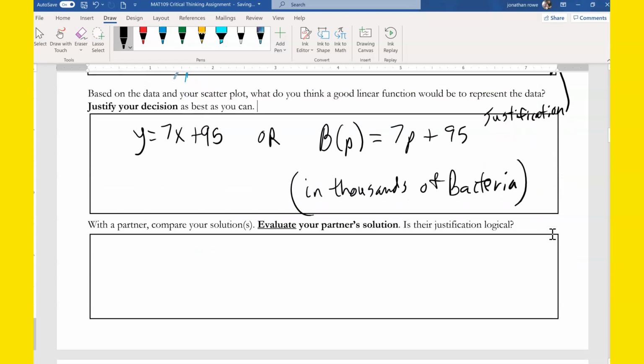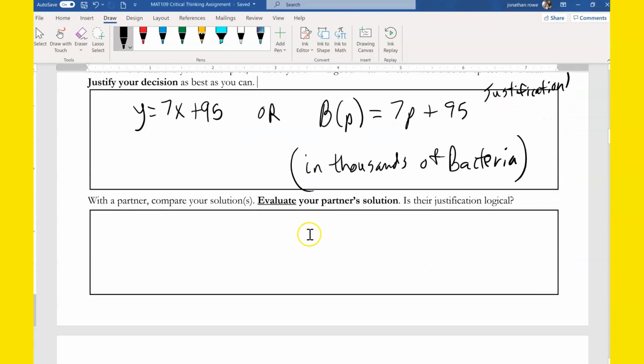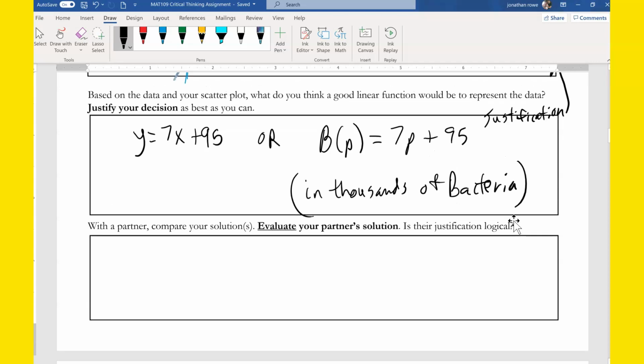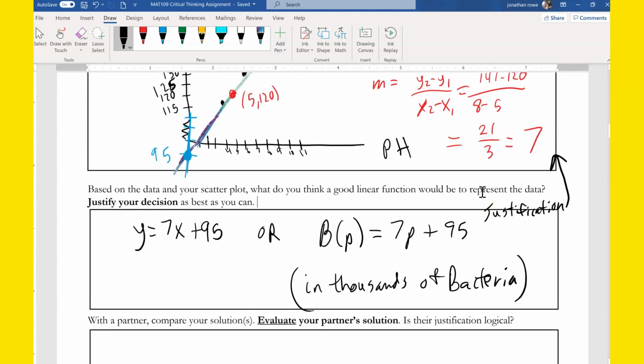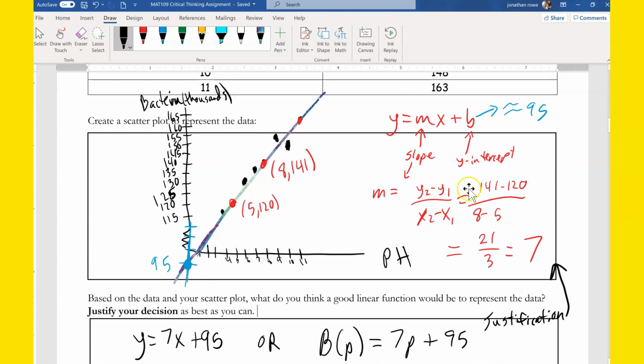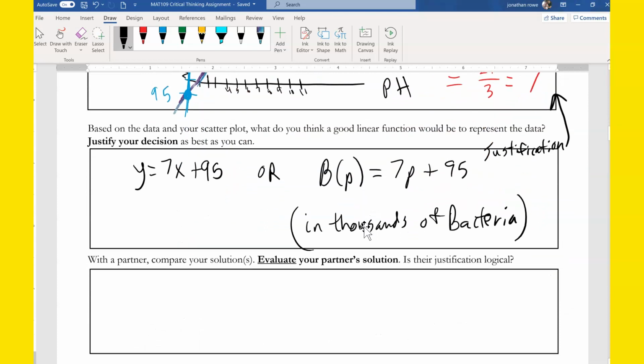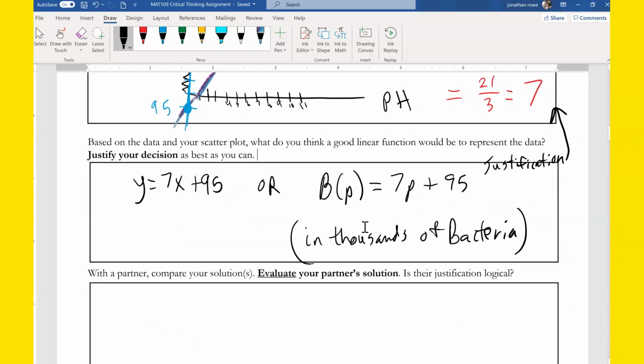All right. With a partner, compare your solution. Evaluate your partner's solution. Is their justification logical? If we were in class, you would exchange your work with somebody else and evaluate their work, and you would say something like, well, their line appears to be going through the dots, and they chose 2 dots on the line and found the slope, and their slope seems reasonable, and their y-intercept seems reasonable, and therefore their solution is reasonable and their justification is logical.